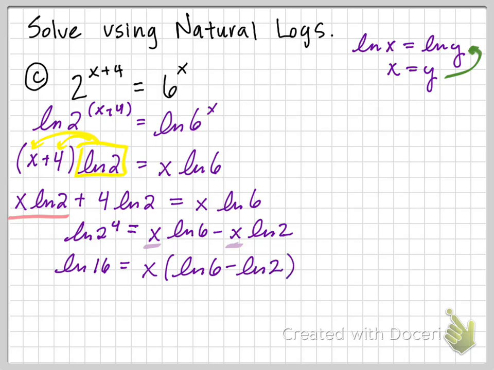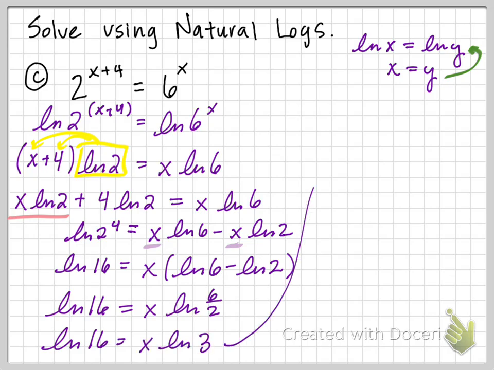From there, I can use a log property that says if I have minus between two logs, I can make the arguments divide. So the natural log of 16 is equal to x natural log of 6 over 2. 6 over 2 can be reduced to 3. So I have the natural log of 16 equals x natural log of 3. And then I can convert that to the natural log of 16 divided by the natural log of 3 equals x. That's solved using natural logs. Done.